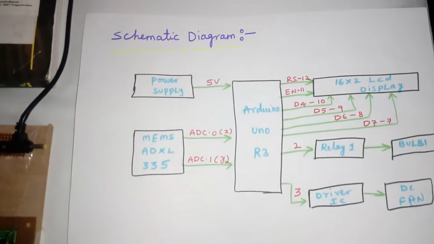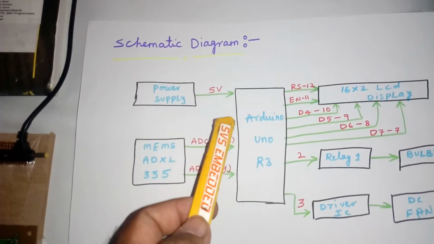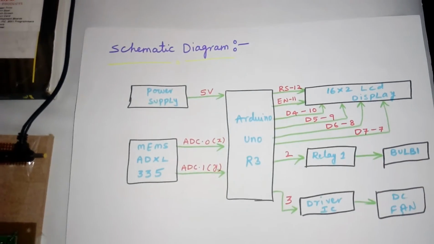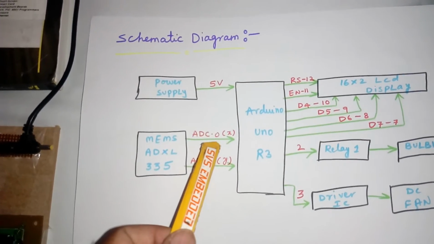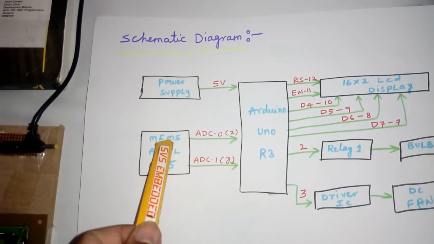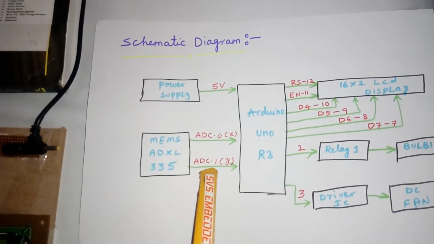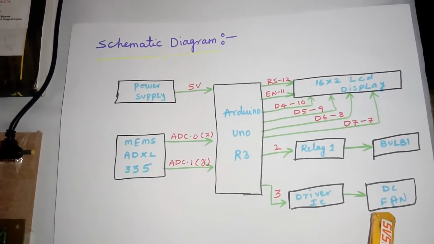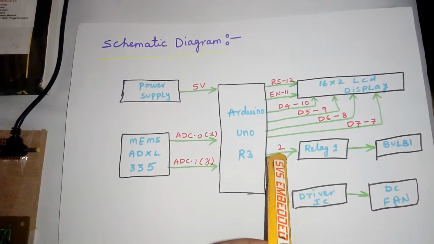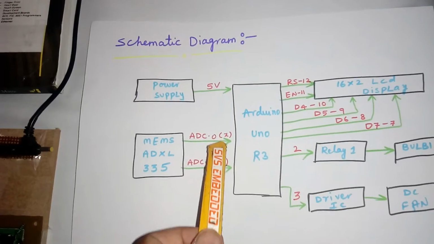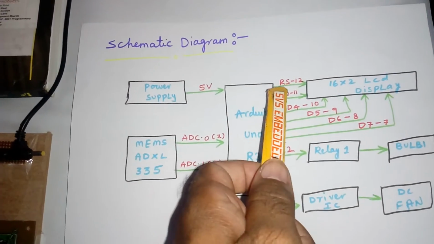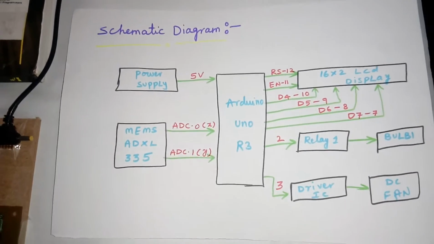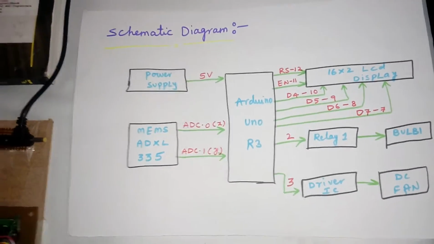So this is my circuit diagram. Here I am using a 5 volt power supply, Arduino Uno R3 and one 16x2 LCD display. It is connected to the X of ADC 0, Y of ADC 1, relay 1, bulb 1, relay 2, driver IC, one DC fan, second pin, third pin, ADC 0, 1 channel. Pins 12, 11, 10, 9, 8, 7 are the 16x2 LCD display connections.